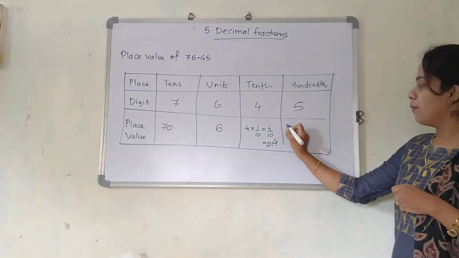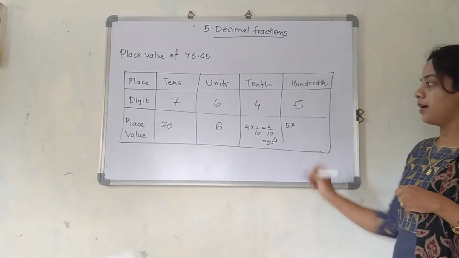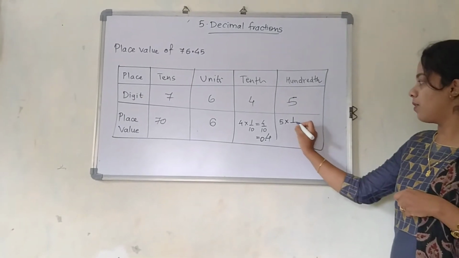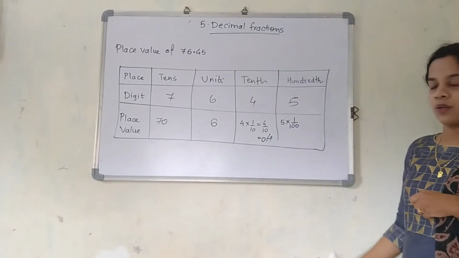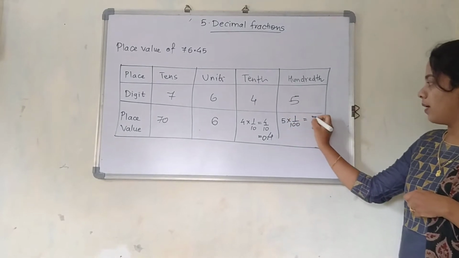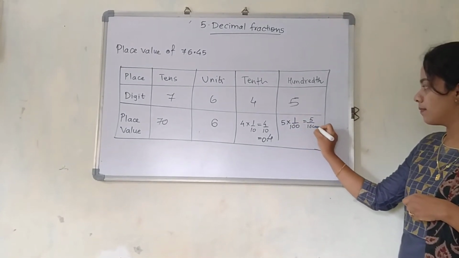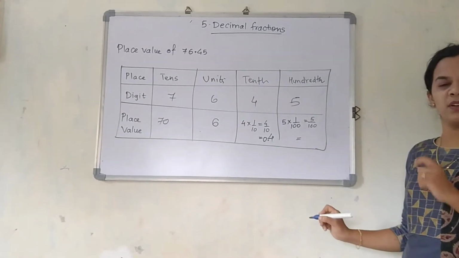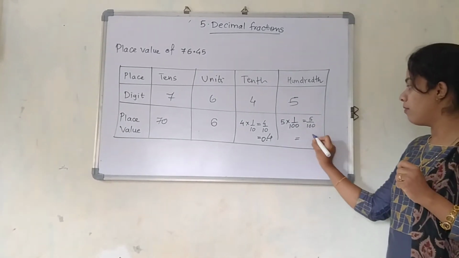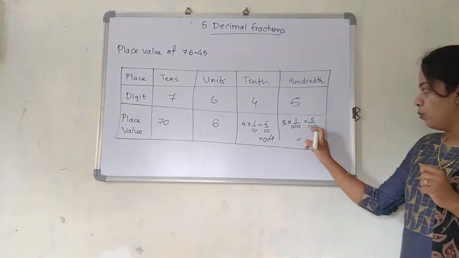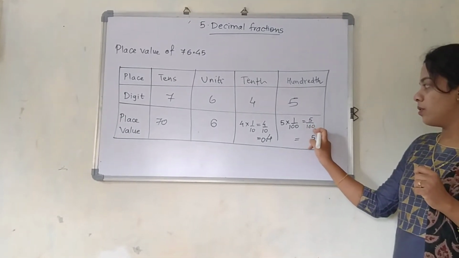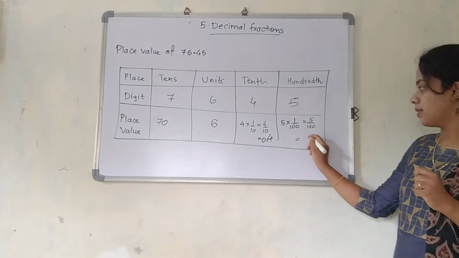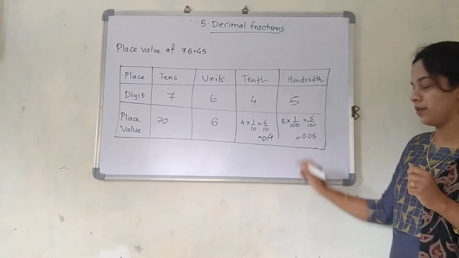Now 5. I am going to write this 5. It is in the hundredth place, so I write 1 upon 100. It will be 5 into 1, that is 5 upon 100. Now, how do I express this in the form of a decimal number? If you are remembering, the numerator is written as it is, with 2 zeros. So 2 places over here, and now I will give 0.